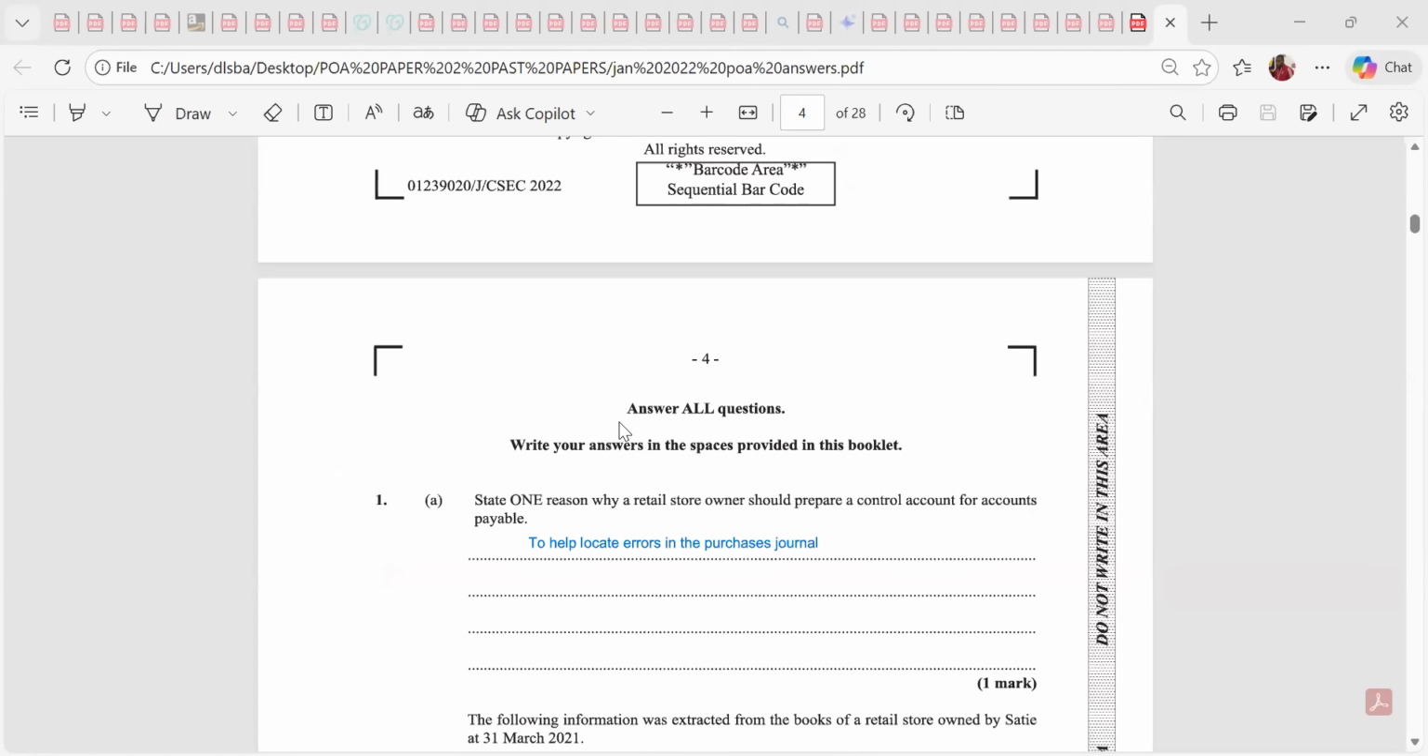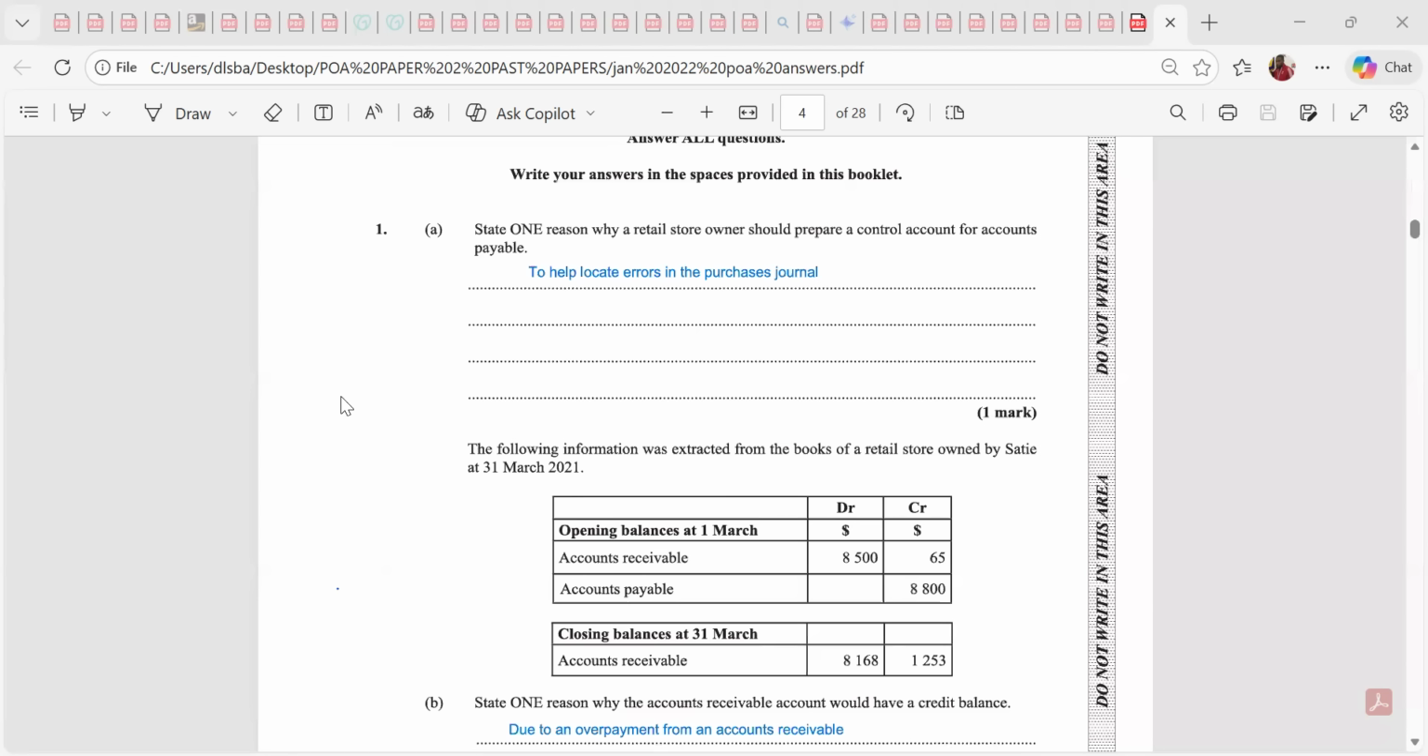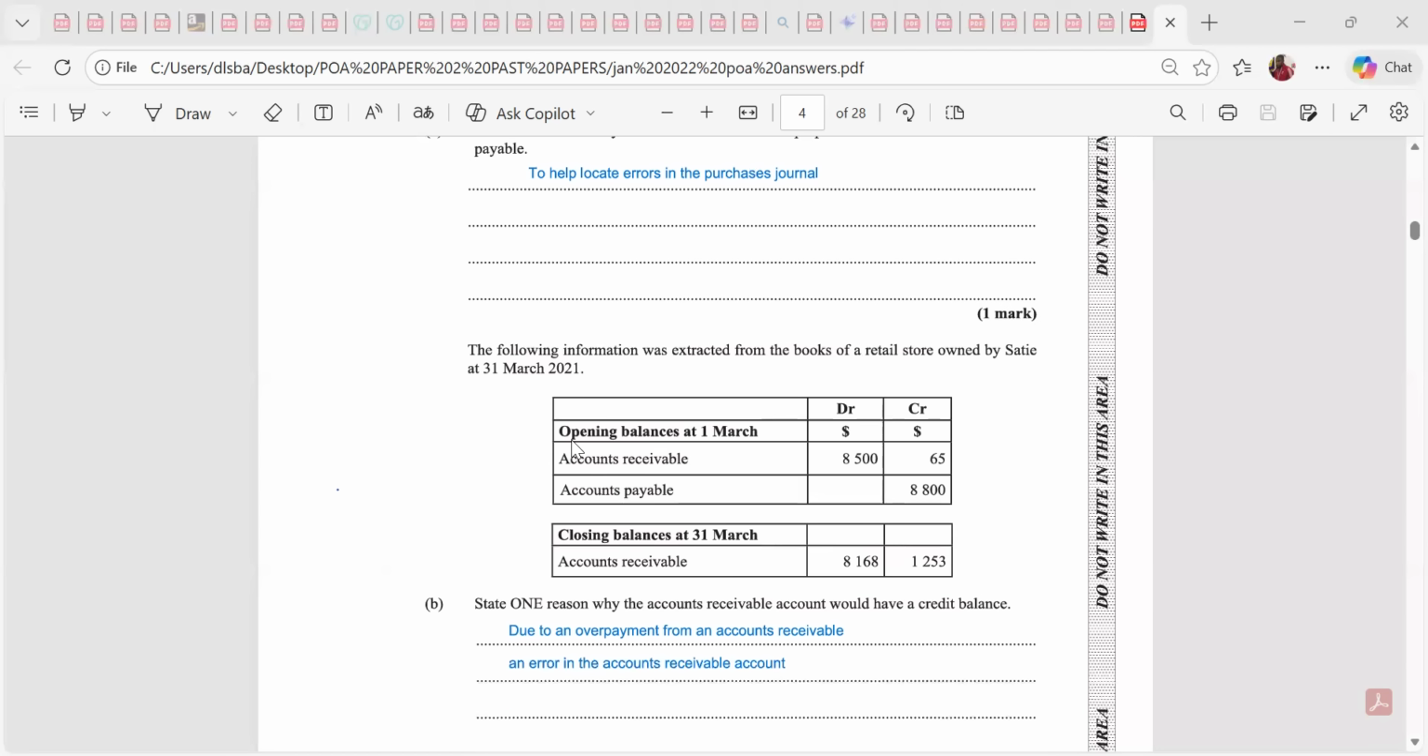State one reason why a retail store should prepare a control account. Control account, suspense account, bank reconciliation, all of them help you locate errors, help you detect errors, right? They ask specifically for accounts payable, can help you find errors pertaining to your accounts payable. Can help you find errors in a purchases journal, help you find errors in a purchases ledger. Anything like that could work, right? So we know there's going to be a control account question.